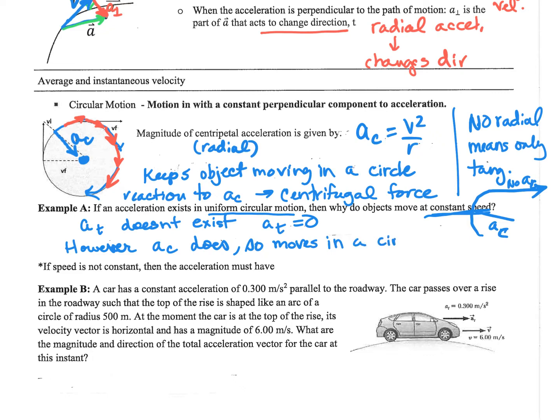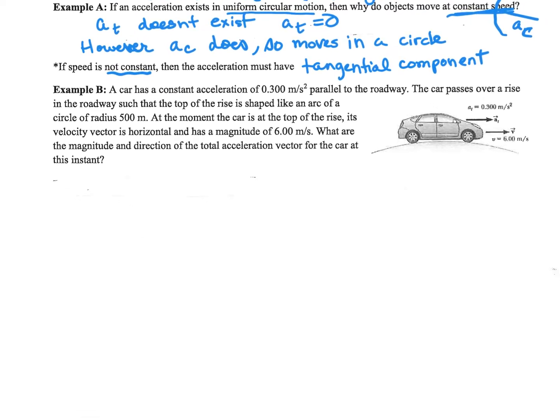So it moves in a circle, right? So now, what if the speed is not constant? If the speed is not constant, then it must have a tangential component. So if something is moving in a circle, even if it's at a constant speed, it never has no acceleration. So let's look at example B here.